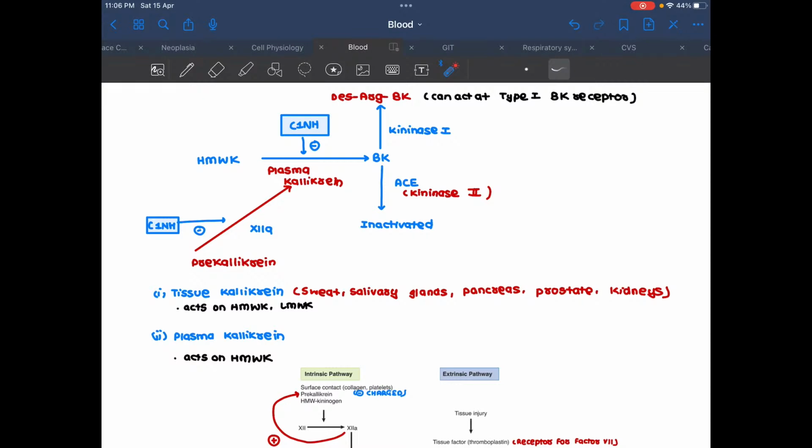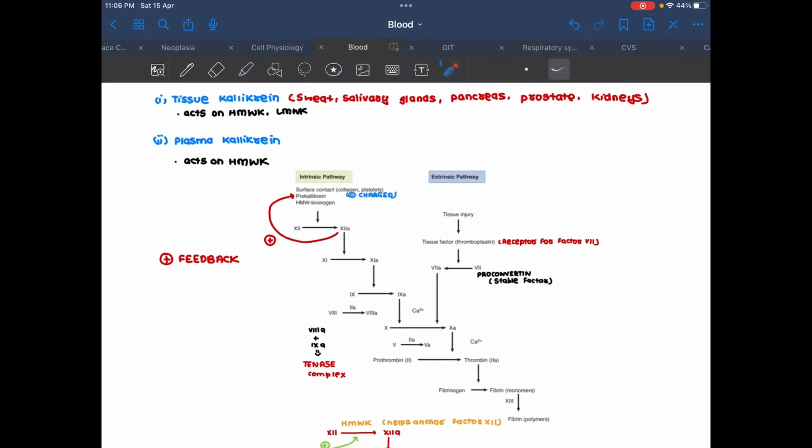Make sense? And this conversion is inhibited by something known as C1 esterase inhibitor. We call it C1INH. And its deficiency causes something known as hereditary angioedema. What will happen? We're going to have too much formation of plasma kallikrein, too much formation of bradykinin, and what's going to happen? You're going to have angioedema. That's in the case of hereditary angioedema.